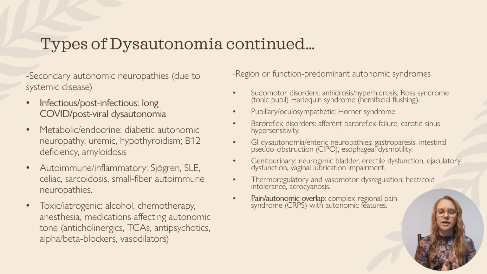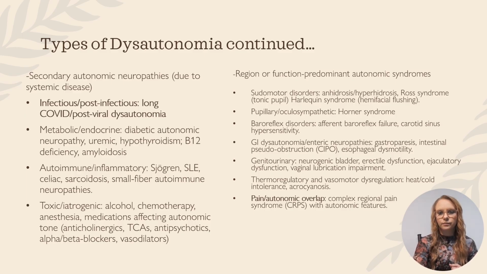We see that often secondary to some form of infection or viral disorder. Head injuries, concussions, TBIs, those types of things can also cause secondary POTS or dysautonomia. We also see metabolic issues can cause it, autoimmune issues can cause it, so SLE, celiac, Sjögren's. You also have toxic or iatrogenic dysautonomias, so that's things like consuming too much alcohol or having chemotherapy, anesthesias, different medications that affect your autonomic system, and then your autonomic system never quite rebounds out of that the way that you would want it to.